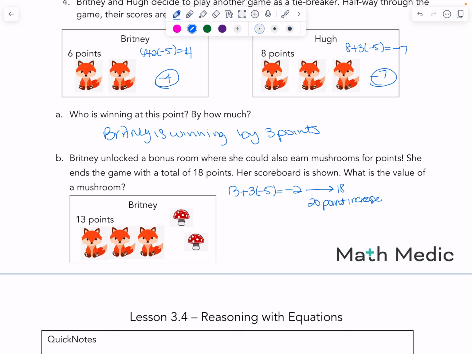So 20 points divided by 2 mushrooms means that each mushroom equals 10 points. And that's it for this lesson.